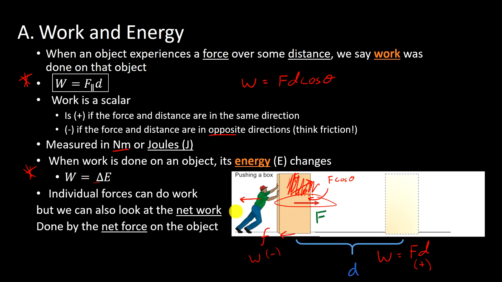Now, individual forces can do work. So I could look at the work done by this force here. I could look at the work done by the frictional force. I could look at the work being done on the person. You could take that individual force, multiply it by the distance traveled, and figure out the work by that specific force. You can also look at the net work. And if you want to look at the total, the net work on an object, you, which might not be surprising, would want to look at the net force. That's our transition into the next slide.